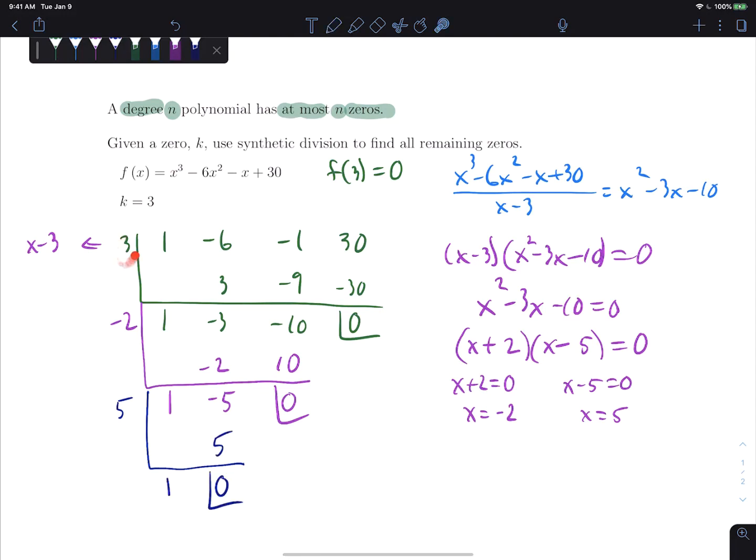And notice that these are the zeros. This is just the leading coefficient. That's all it is. So let's be very clear about the fact that this is just a leading coefficient.